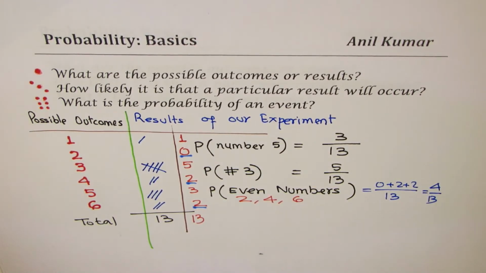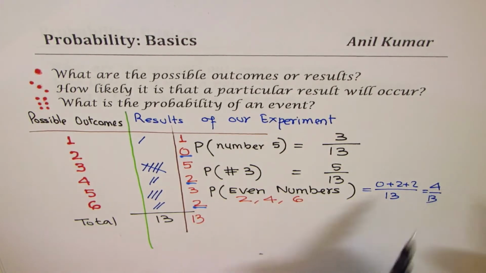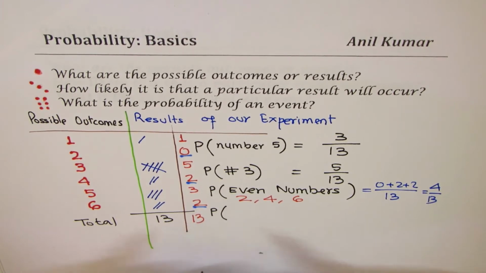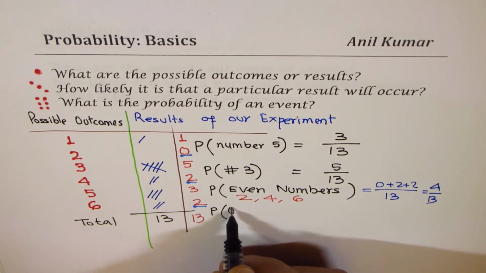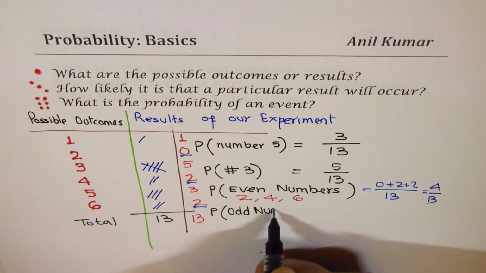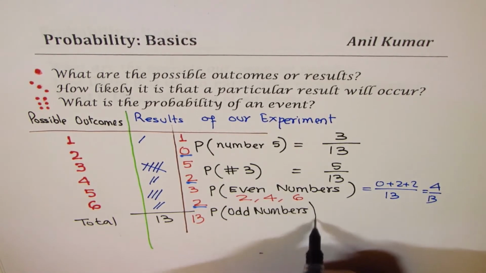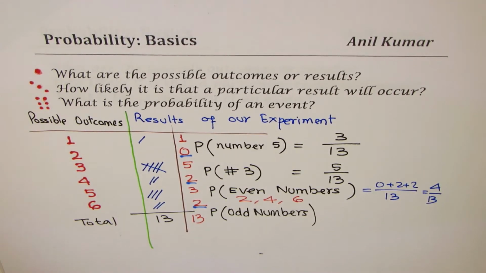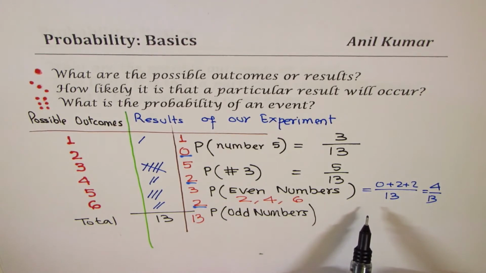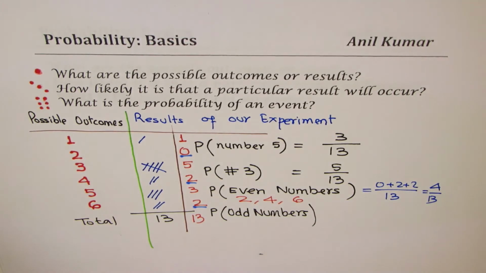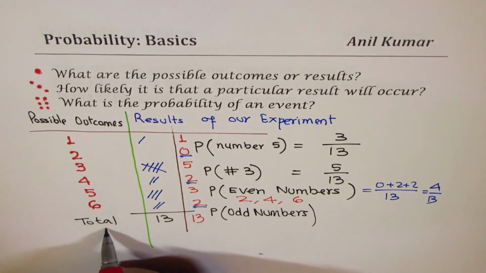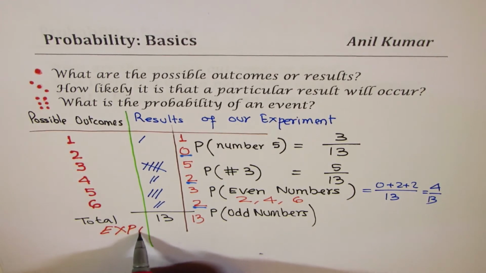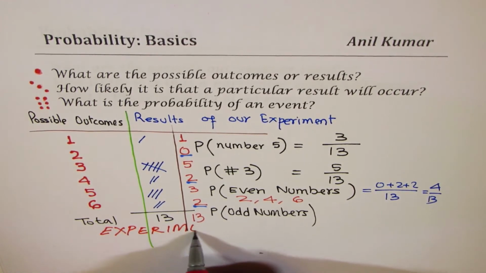Do you get an idea, right? Now if you know that out of 13 you got 4 even numbers, then can you tell me what is the probability of getting odd numbers? In this experiment which I played, every time when you play a game, you will get different results. So these are experimental probabilities, right? So what we are doing here is also known as experimental probability. Does it make sense to you?